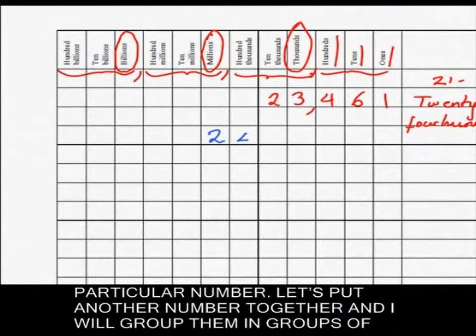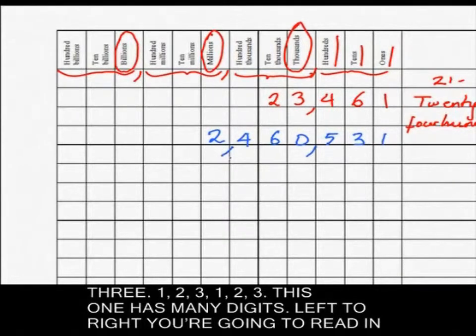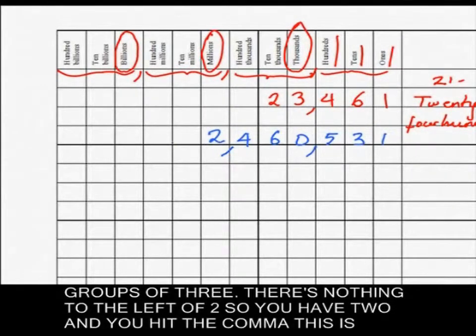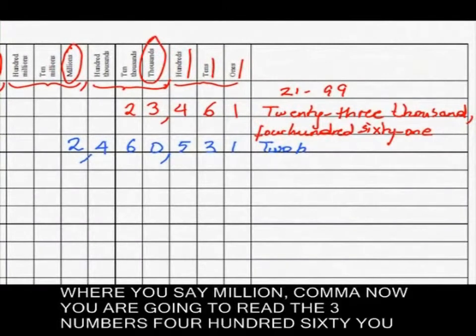Let's put another number together. And I will group them in groups of 3. 1, 2, 3, 1, 2, 3. This one has many digits. Left to right, you are going to read in groups of 3. There's nothing to the left of 2, so you have 2. And you hit the comma. This is where you say million.